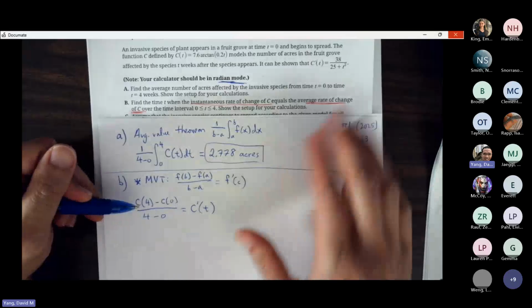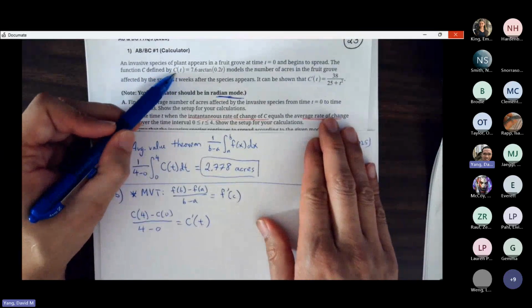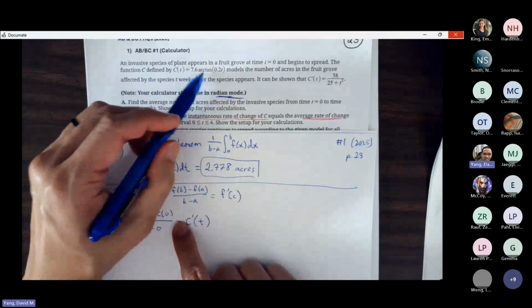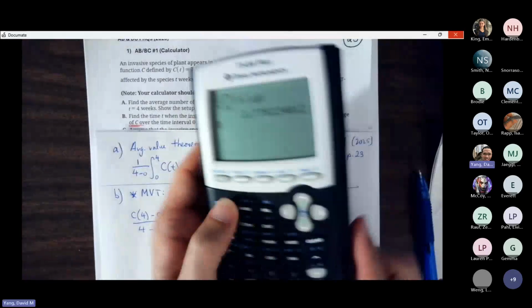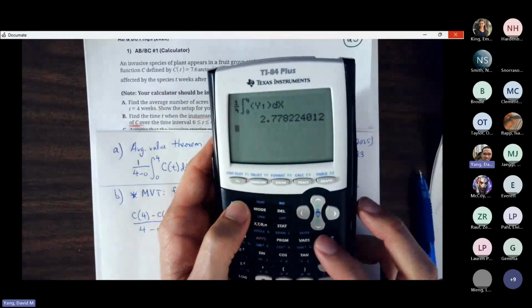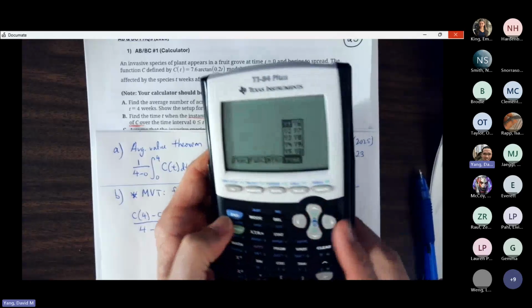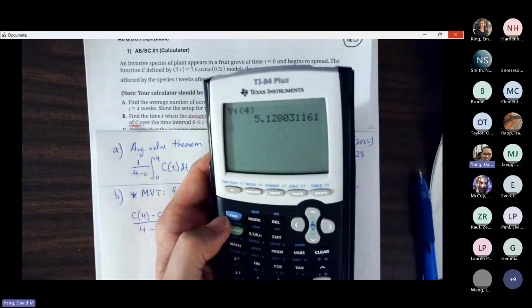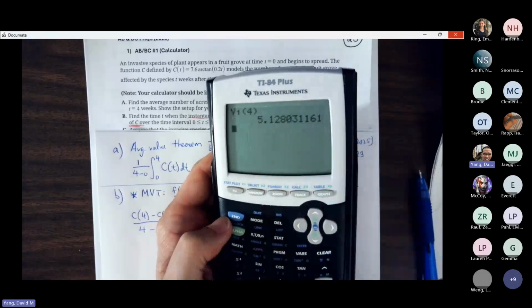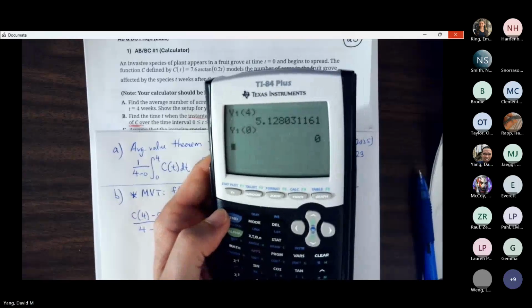So C of 4 is just plugging 4 into the C of T function to get my ordered pair at 4. And then C of 0 just means plug 0 into the C of T function to get the Y value at that point. So I'm going to go back and find my ordered pairs here. I already have Y1 holding my C of T function, so I can just do alpha trace Y1 of 4. There's my Y value for my ordered pair, 4 comma 5.12. And then at 0 is 0.